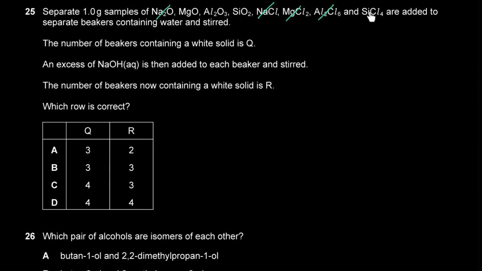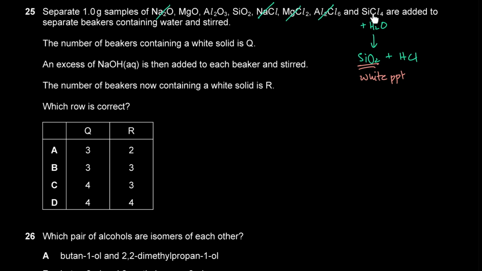Now silicon tetrachloride will react with water to form an acidic solution, because it undergoes hydrolysis. However, it will also form SiO2. So you will see a white solid in the beaker with silicon tetrachloride. This is a white precipitate. So even though it reacts with water, it does result in the formation of a white precipitate.